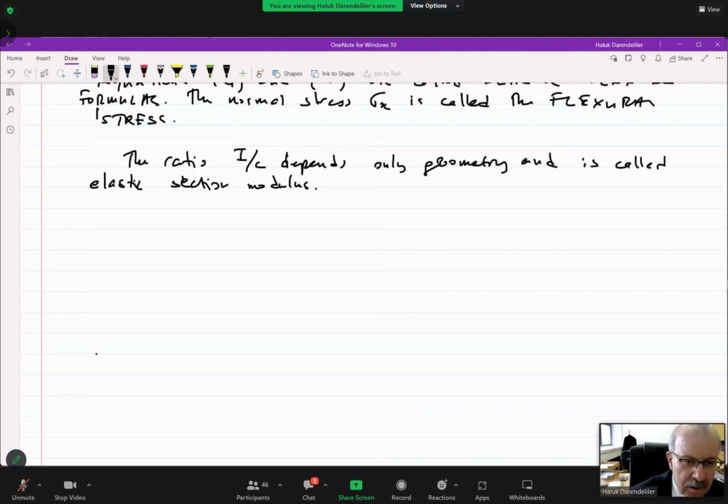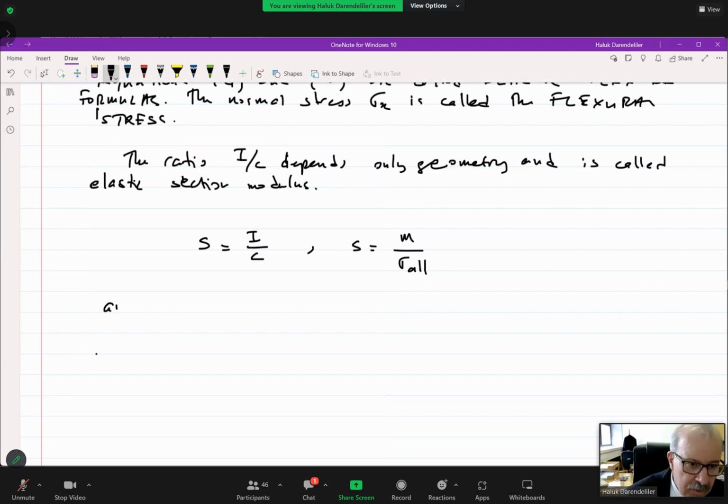Okay. So, if we call S as I over C, then S is equal to M over sigma allowable. It means that if you know your moment, and if you have selected your material, sigma allowable, then you can determine S, which at the end depends only on the geometry of the cross section. Okay, so you can easily design the member, the geometry of the member, which satisfies the requirements of the design. Clear? As we discussed this in torsion.